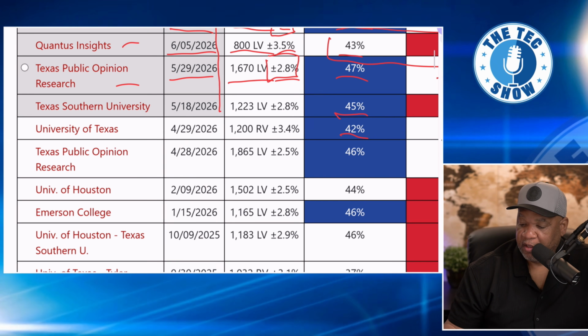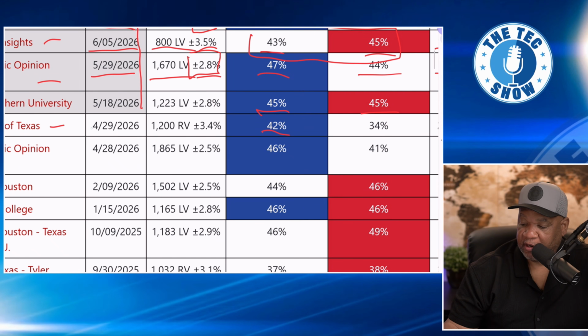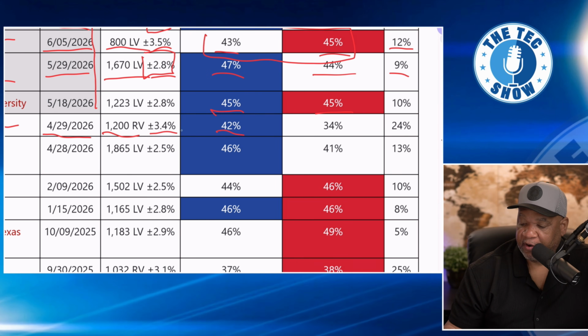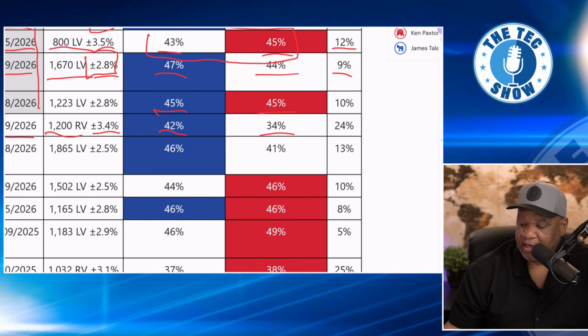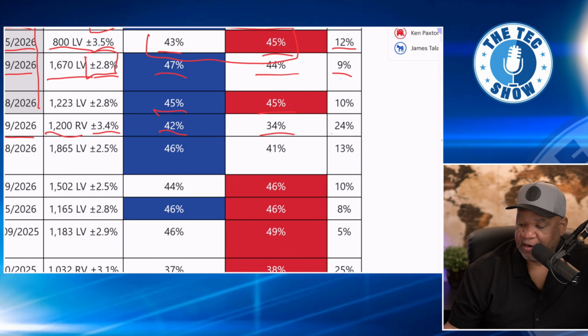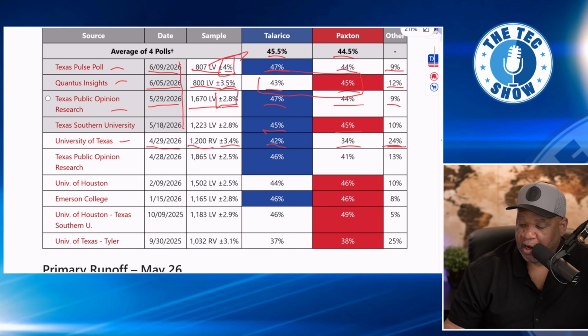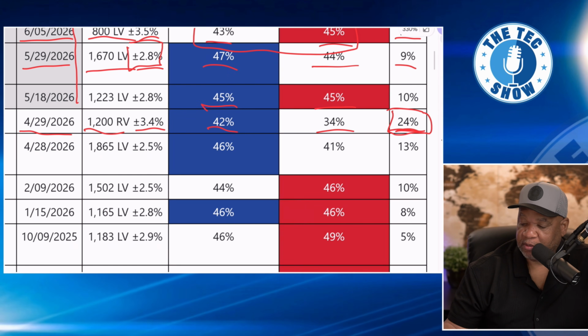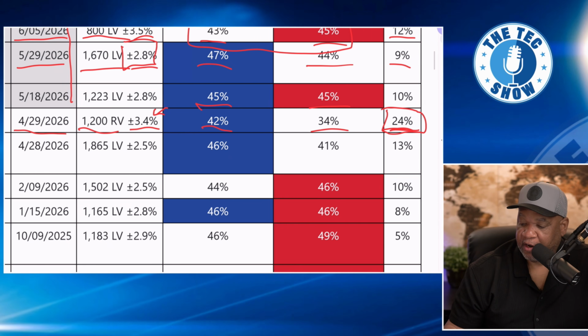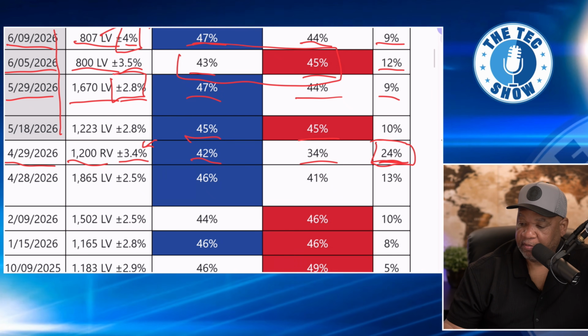So this poll, the University of Texas poll, this was posted on 4/29/2026, 1,200 registered voters, margin of error there plus or minus 3.4%. This one is outside of the margin of error. So you have Talarico at 42%, you have Paxton at 34%, then you have other here at 24%. Now this was prior to the runoff. So this other here could have been Cornyn. Okay, so that could be the reason why we're seeing that. But looking at this poll, this one does fall outside of the margin of error. So it's showing that Talarico has the lead.